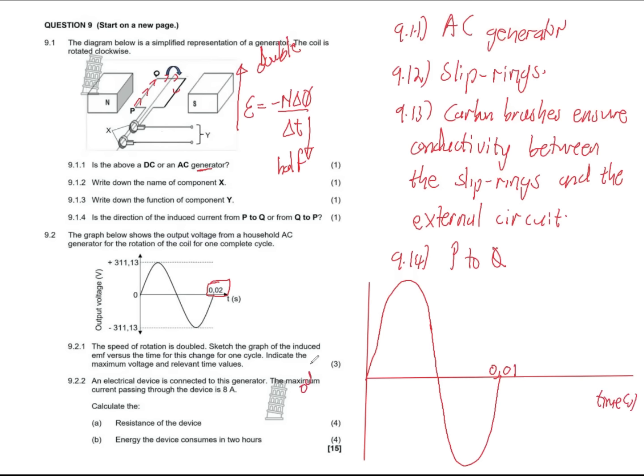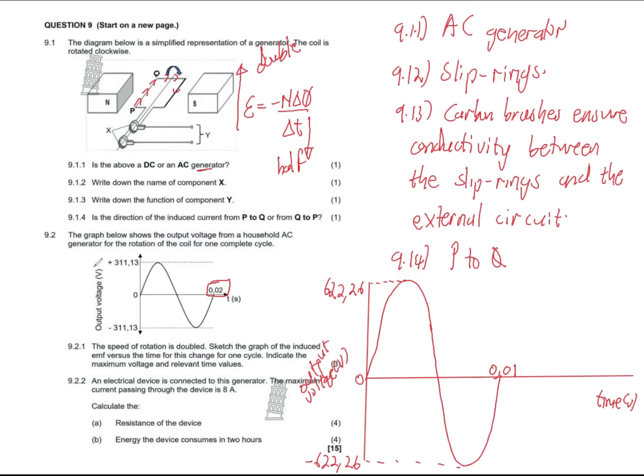And then here we have output voltage. Output voltage is given in volts. Note that we said that the EMF will double. So here we had 311.13. So if we double that, what is it going to be? 311.13 multiplied by 2. It's going to give us 622.26. So even here, I have to indicate negative 622.26. So there we go. We have our 0 there. And then we just indicate that.